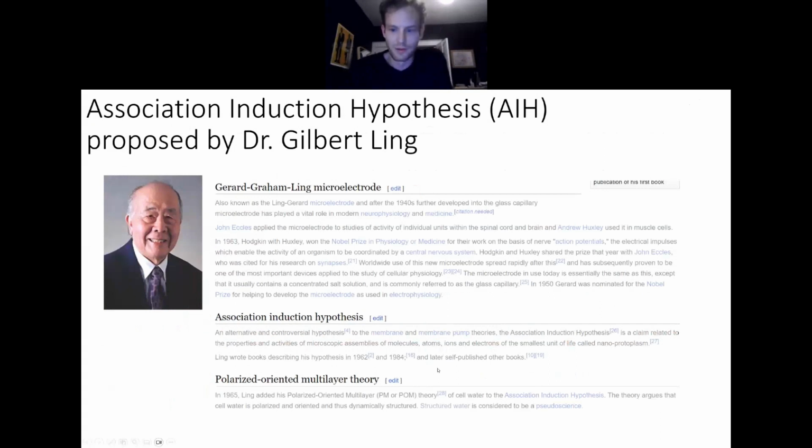The association induction hypothesis is claimed related to the properties and activities of microscopic assemblies of molecules. Sorry, that's not super useful, but it invokes the need of this structured water, and structured water is considered a pseudoscience on Wikipedia on this article. So again, at odds with my osmotic pressure.